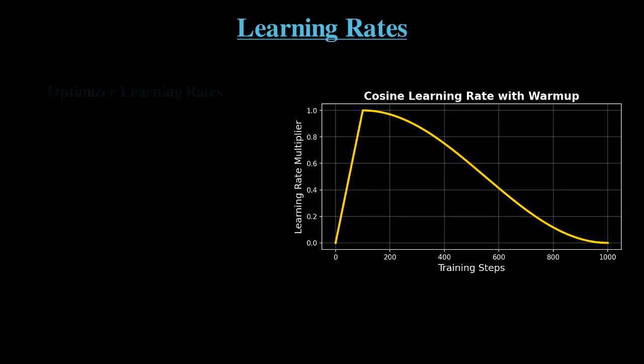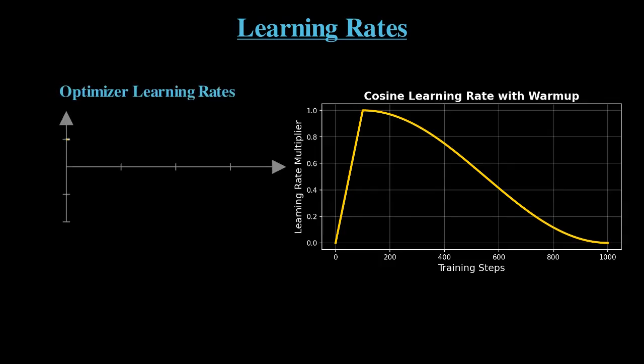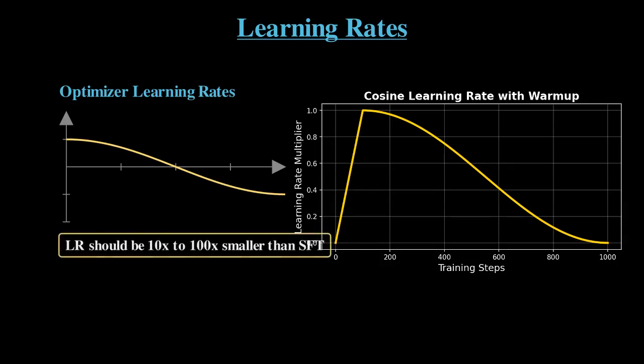Learning rates for DPO must be tiny. If your supervised fine-tuning learning rate was 2e-5, your DPO learning rate should be around 1e-7 to 1e-6. Why? Because the policy model is already fine-tuned. Large gradients will rapidly push the policy away from the reference model, causing the KL penalty to explode and the loss to oscillate wildly. Use a cosine decay schedule with a brief warm-up to stabilize the optimizer momentum before making significant adjustments.